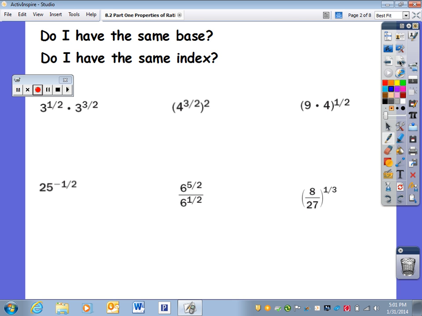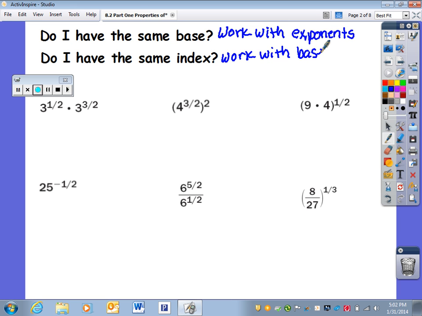You must ask yourself, do I have the same base? Because when you have the same base, you'll be able to work with your exponents. And what we need to also ask is, do I have the same index? And if that's the case, then you'll be able to work with the bases. Let's take a look at a couple of examples.